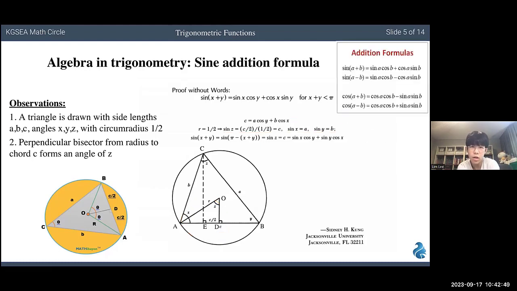On the top right corner, there are some addition formulas that we should know for trig problems in competition math. I encourage viewers at home to try and prove these formulas as well, although we will not be going over them in this lecture.